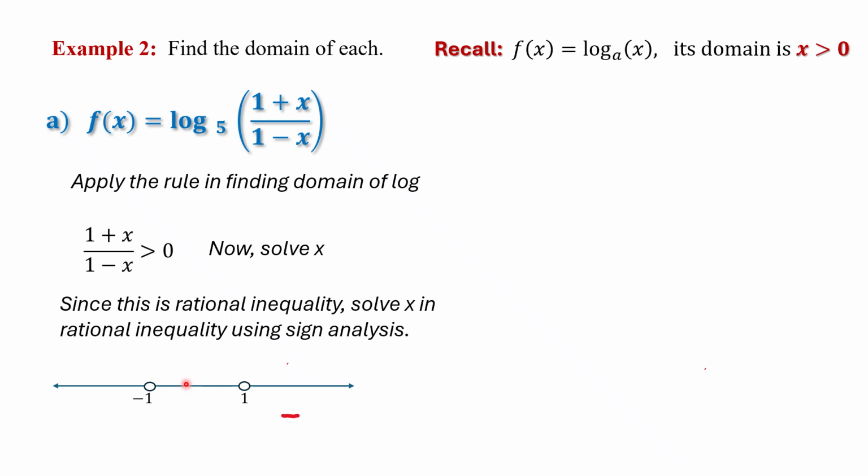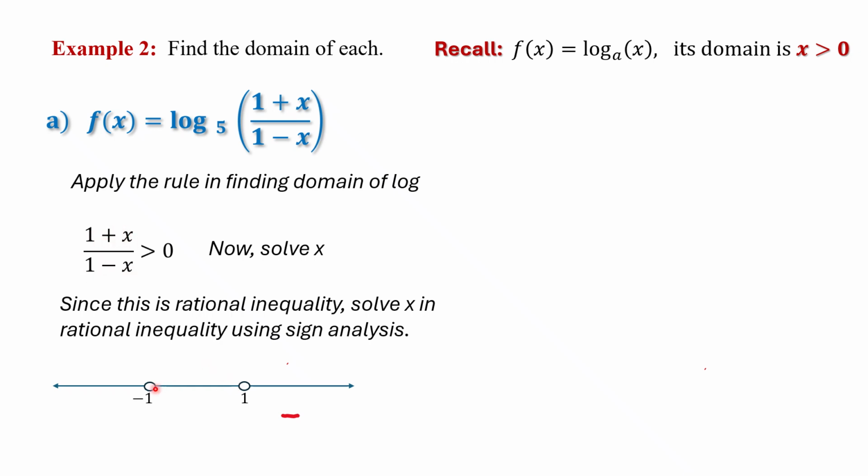And then on this interval, you can select another number, let's say 0, and put it in the given. And then on this negative 1 to minus infinity, you will select a number which is negative 2, and you will place it again on this fraction and then get the sign.